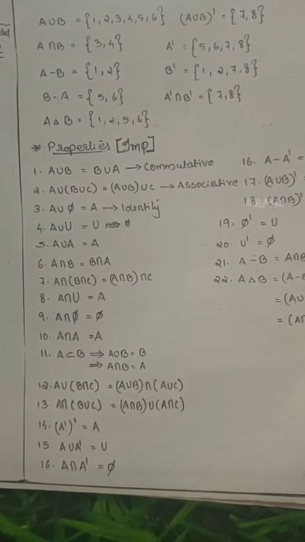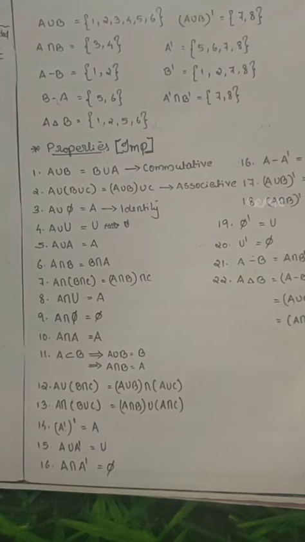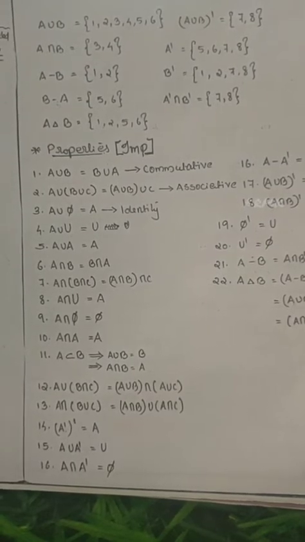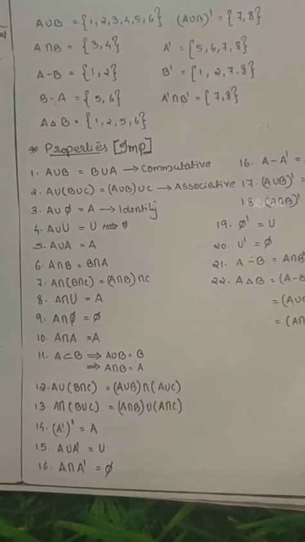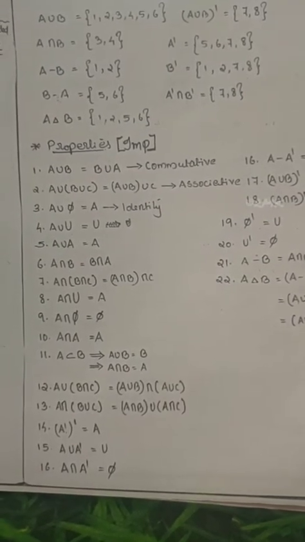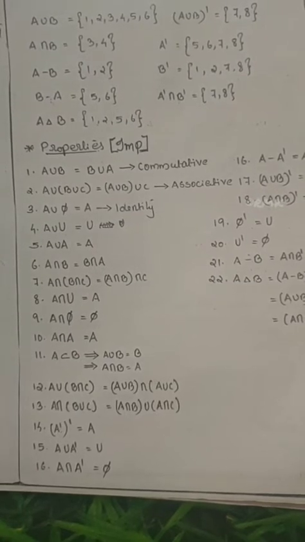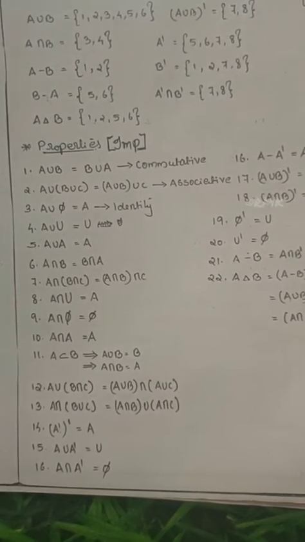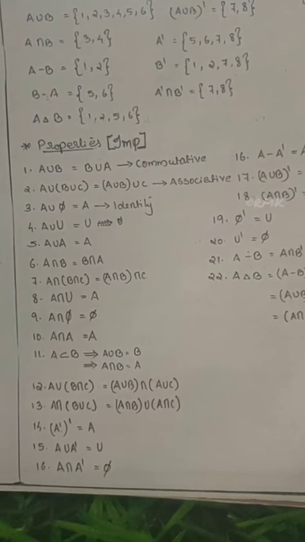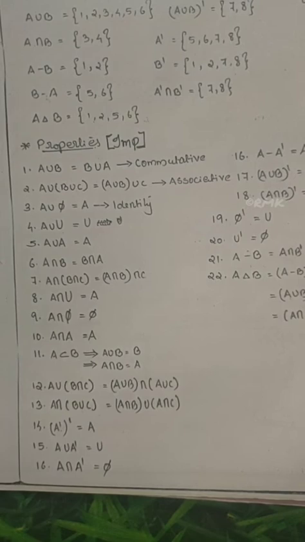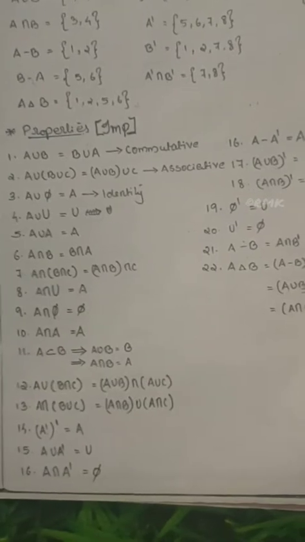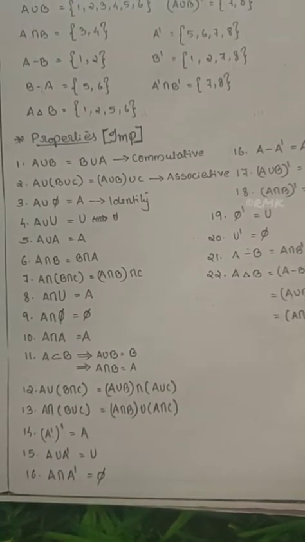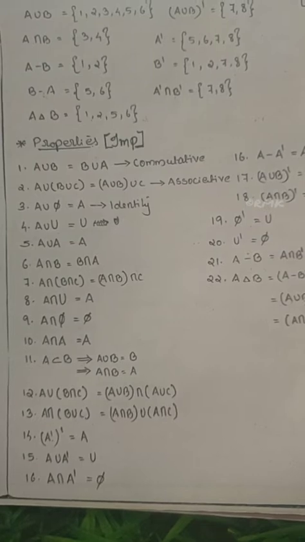A intersection B is equal to B intersection A. A intersection (B intersection C) is equal to (A intersection B) intersection C. A intersection U is equal to A. A intersection null set is equal to null set. A intersection A is equal to A. The fifth and tenth properties are called idempotency. If A is a subset of B, A union B is equal to B, and A intersection B is equal to A.